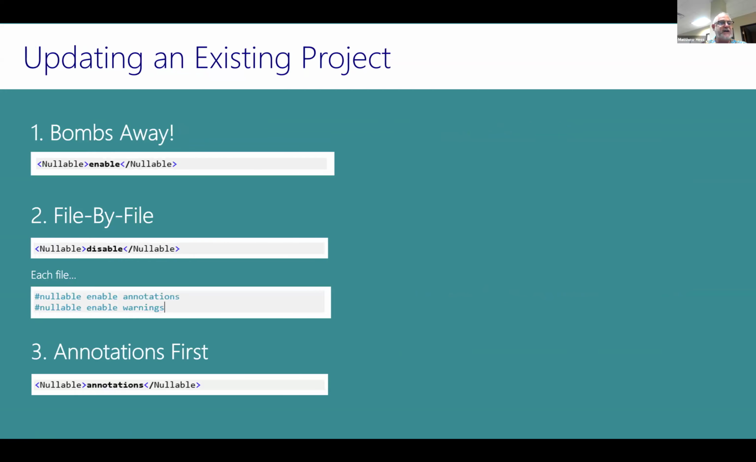So the next thing to talk about is approaching the problem of updating an existing project. And I'm going to suggest you have 3 methods for how you might approach an existing project. 1, I call bombs away. 2, file by file. And 3, annotations first.